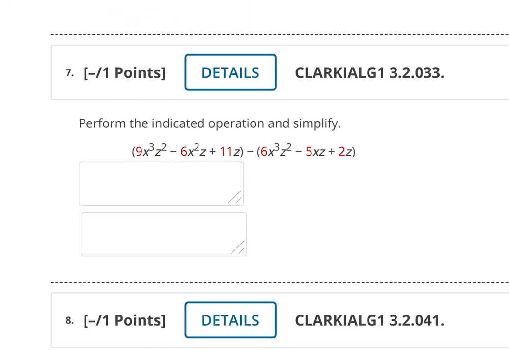You just have to remember that terms are only like terms if they have matching variables and exponents. So if I have another term here that has an x cubed z squared, I would highlight it. There's one that has an x cubed z squared. If I have another one that has an x squared z, then I'm going to highlight it. I don't, so that's the only one of that kind. I have 11z. It will only be able to be combined with other z terms. And then I have, lastly, an xz term, which doesn't have a companion.